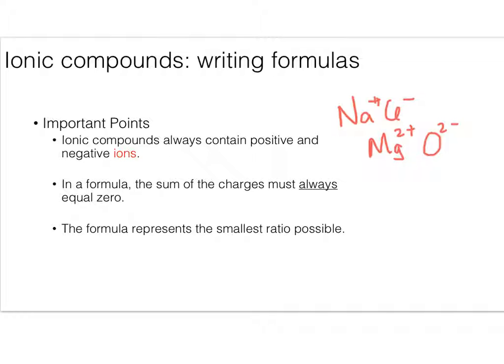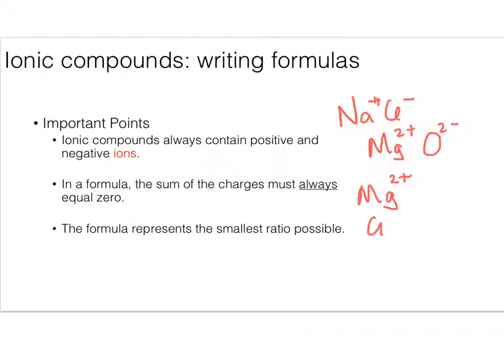In a formula, the sum of the charges always equals 0. So generally, these ions will combine to make sure that they have a neutral end product. A great example of this might be magnesium chloride. Magnesium needs to get rid of 2 electrons to form a stable octet, so it's 2+.